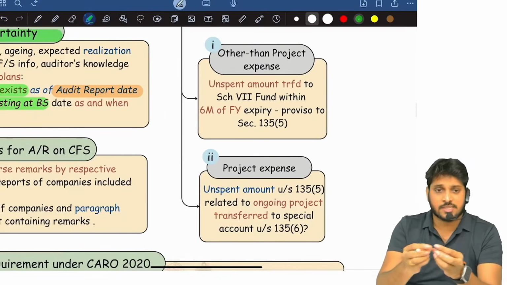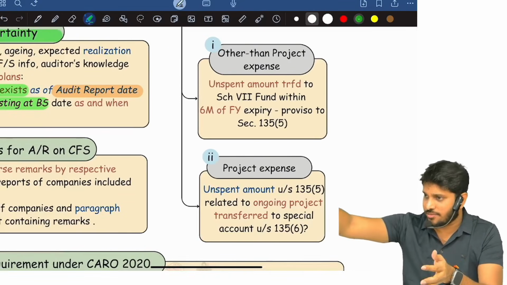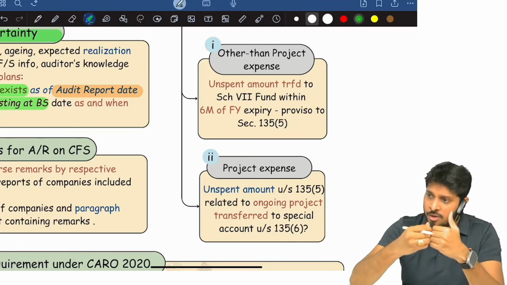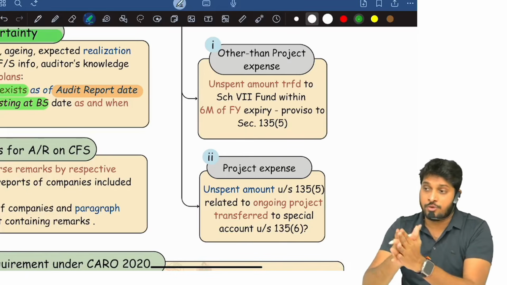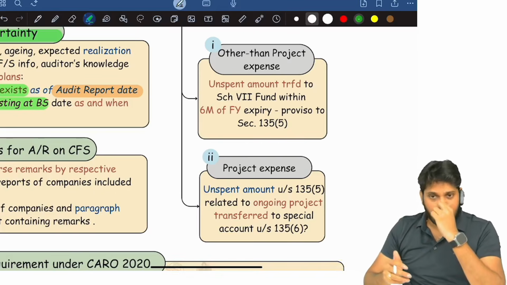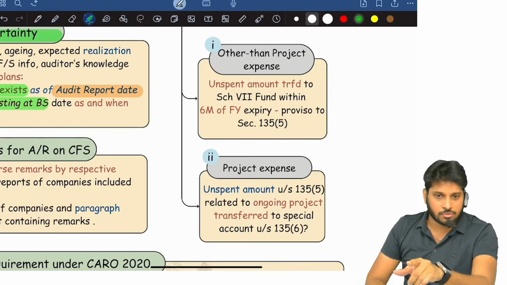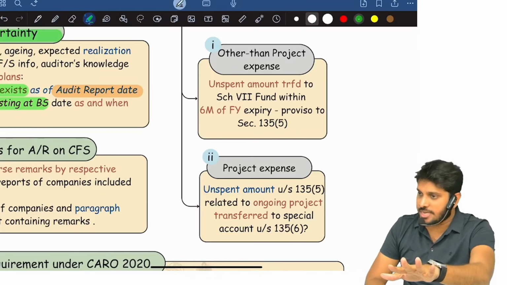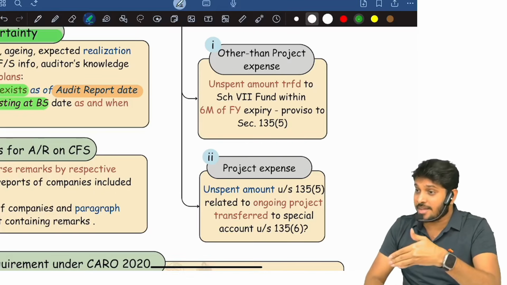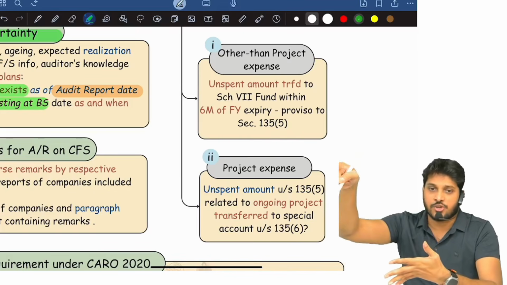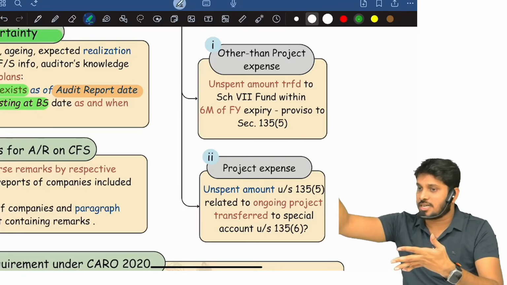Then finally we have a CSR related disclosure. You know very well, a company has to spend 2% of average net profit for corporate social responsibility. This amount can be spent upfront in the same year, or it can be used for a particular project also. As on 31st March, if at all an unspent amount is there, that has to be transferred to a special account or to the Schedule 7 funds, it has to be donated. If the amount is pending because of a project, then it has to be transferred to a special account. See whether it is transferred to the Schedule 7 fund or the special account.